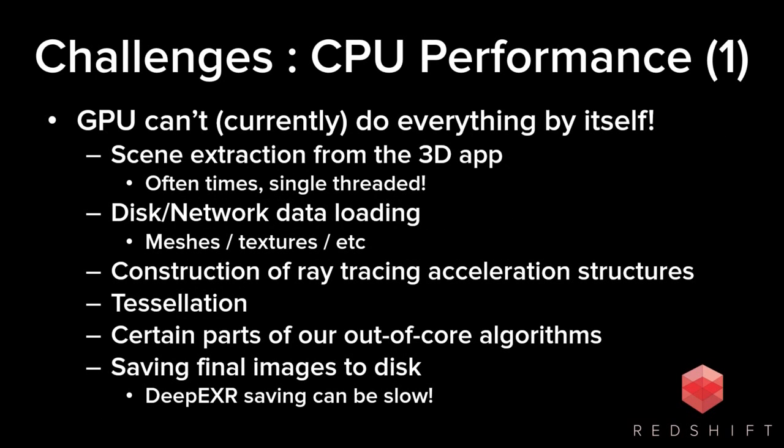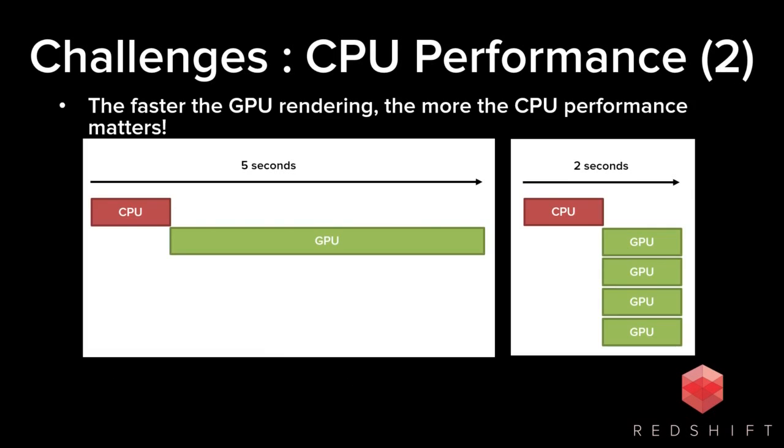So the final challenge, which I'm going to go through pretty quickly, has to do with CPU performance. Perhaps surprisingly, the GPU cannot do everything by itself. There are extraction times, disk, network, certain tessellation, and even saving images to disk can be slow with DPX. The next graph shows how that can happen. Your CPU processing might take 1 second, the GPU takes 4 seconds. Even if you have 4 GPUs working in parallel, your CPU won't become any faster. So 4 GPUs doesn't mean 4 times faster performance.